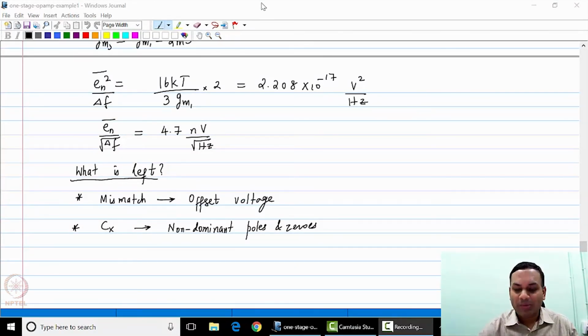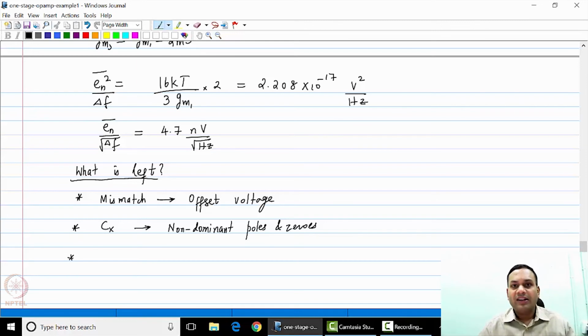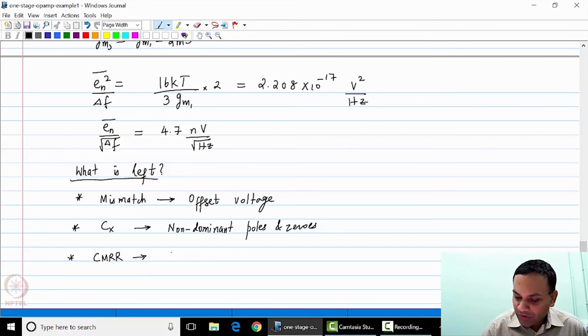Finally, there are two more things to wrap up this analysis: the CMRR and common mode gain of the op-amp. So let us directly write down the expression for the CMRR of the op-amp. As we know, the CMRR of the op-amp purely depends on the GM of the input device and the output resistance of the current source transistor. So this is nothing but 1 plus 2GM R naught, where R naught is the output resistance of the current source.